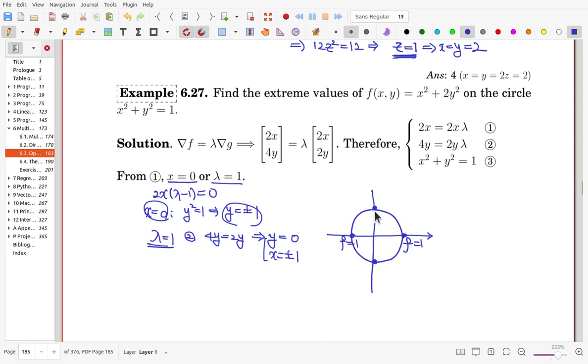Now, how about this point? x is 0 and y is 1. So f must be 2 at the point. And again, this one f is 2. So the minimum value is 1 and the maximum value is 2.